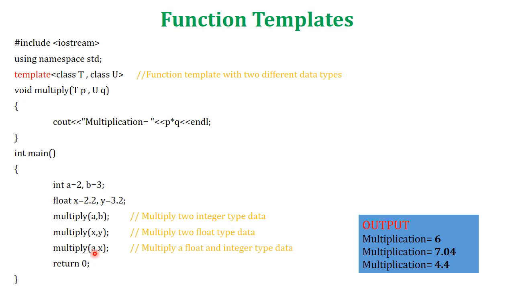A comma x. A belongs to integer, x belongs to float. So in that case, the first T becomes integer and U acts as a float. Then it will do the operation. Finally, it will return the highest data type, that is a float. Then finally we'll get 4.4.